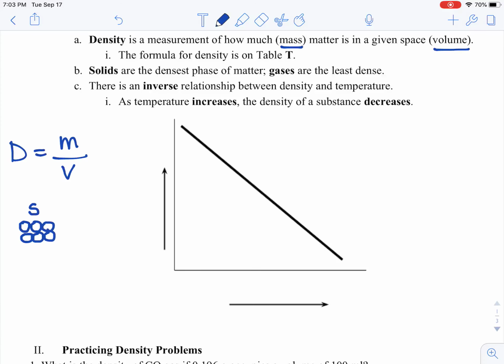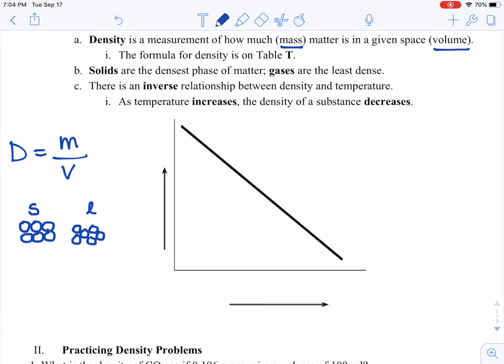The liquid of the same substance, so the next phase of matter, has a definite volume again, so I can measure the volume, think water in a graduated cylinder. But the particles are actually able to move past each other or flow, and that is due to the increase in space between the particles. So the density of the substance has decreased.